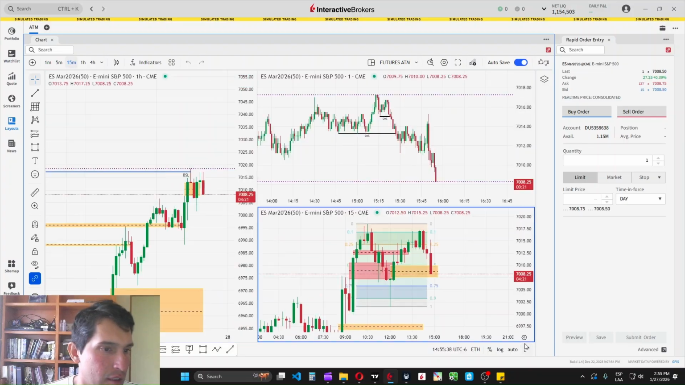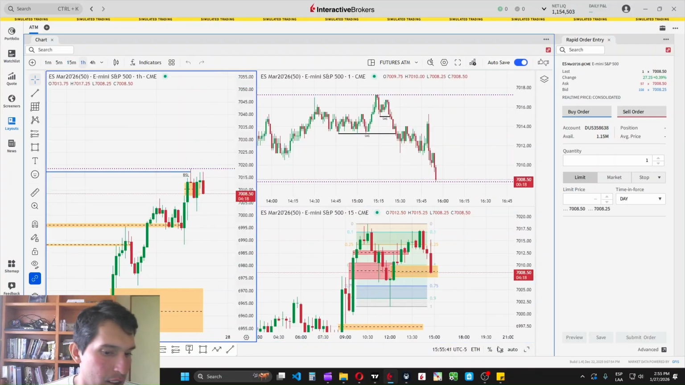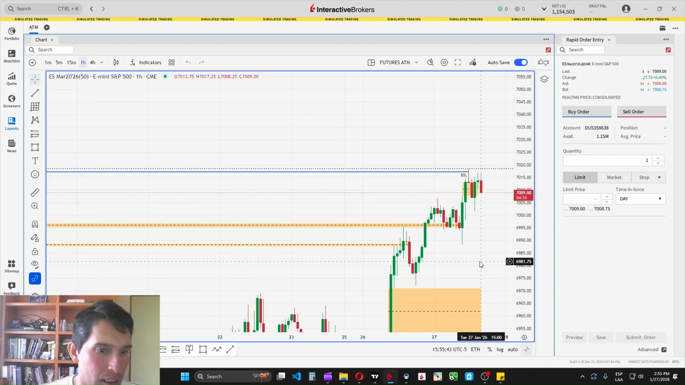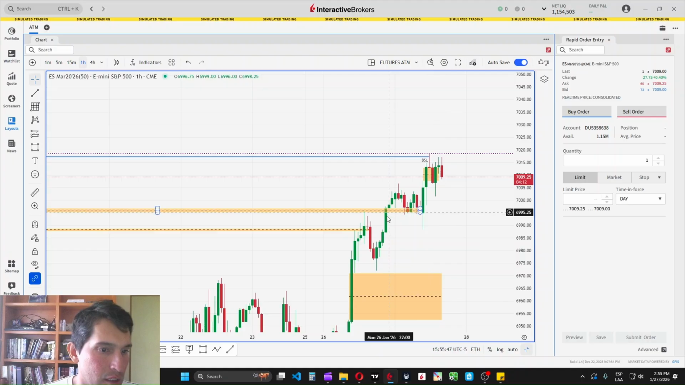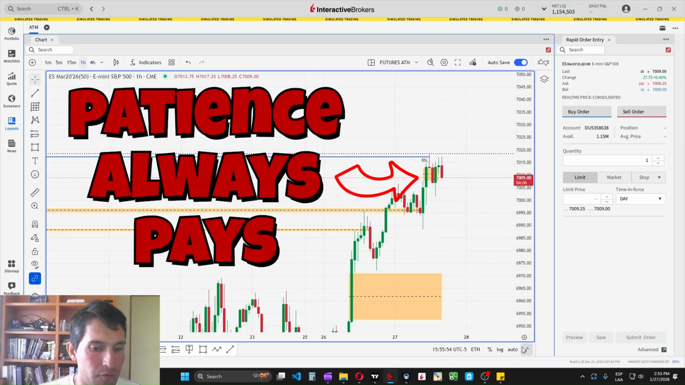If we go to the 1 hour chart, same thing. You can see here that we can go to this low, or also to this fair value gap right here that is left open.